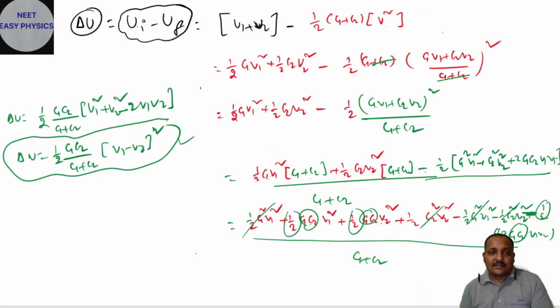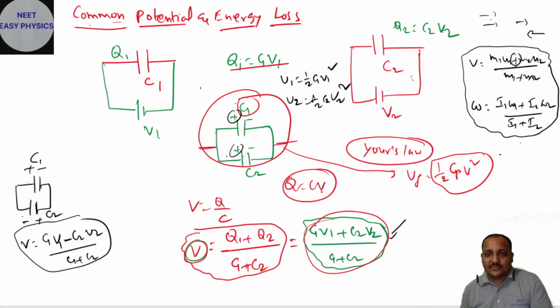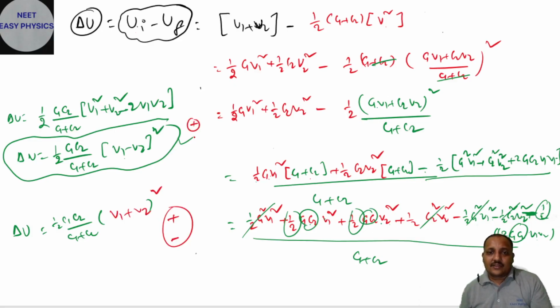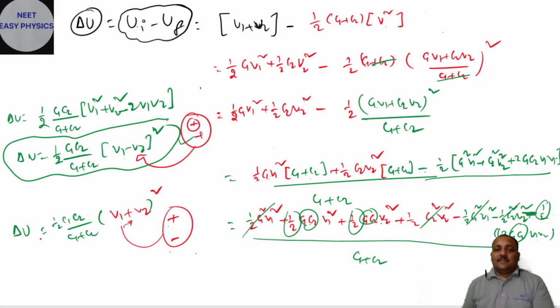This is when positive is connected with positive. If positive is connected with negative, what will you get as the equation? So delta U is equal to C1 C2 by (C1 + C2). What will you get here? (V1 plus V2) whole square. If positive is connected with positive, you will get minus. If positive is connected with negative, you will get plus. This is the loss of energy when two capacitors are connected in parallel.